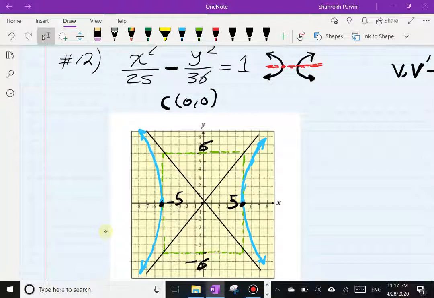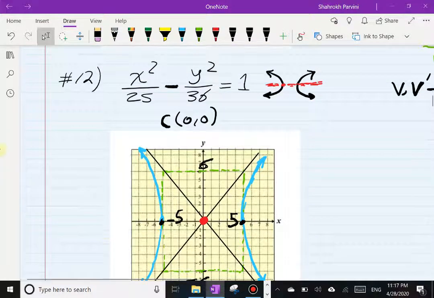Notice again, I did not plot any points. So what did I do first? First, I located the center. So this is the center. Okay, I located the center of the hyperbola. Then I look at the denominator of x squared, right in here. The denominator of x squared is 25. So take the square root of that. We're going to get plus or minus 5. So at that point, from 0, I went to the right 5.